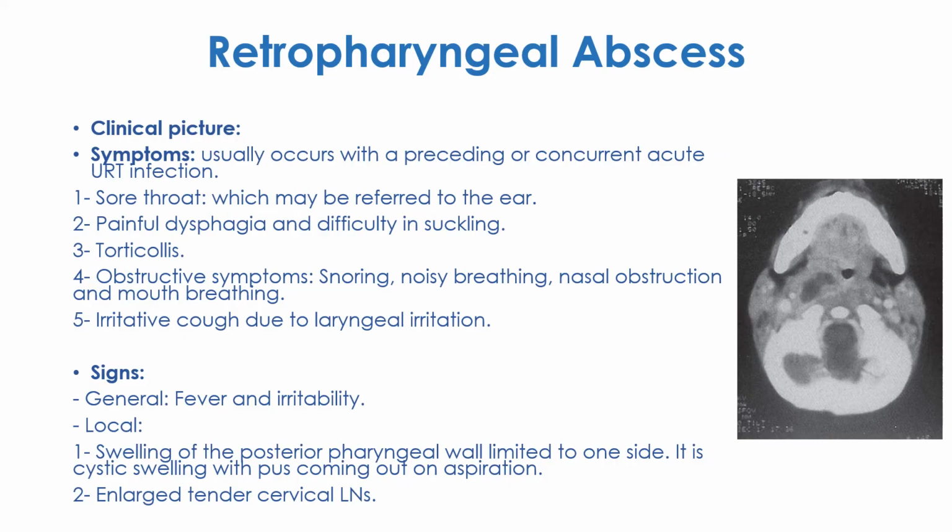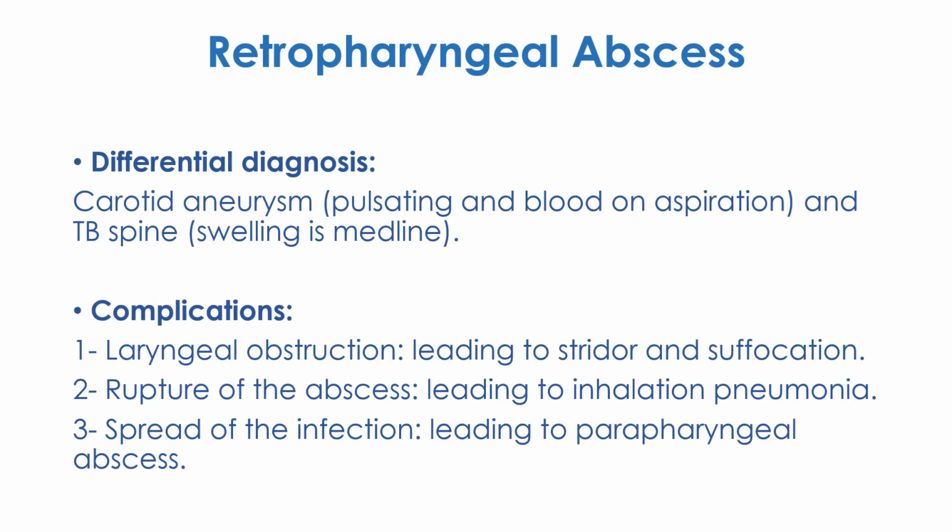General symptoms are fever and irritability. And local signs are swelling in the posterior pharyngeal wall, limited to one side, with pus coming out on aspiration. Enlarged tender cervical lymph nodes. Differential diagnosis of retropharyngeal abscess is carotid aneurysm, which is normally a pulsating swelling and brings blood on aspiration, while TB spine swelling is usually midline and not lateral. Complications of retropharyngeal abscess are laryngeal obstruction due to stridor and suffocation. Rupture of the abscess might lead to inhalation pneumonia, spread of infection to parapharyngeal abscess.